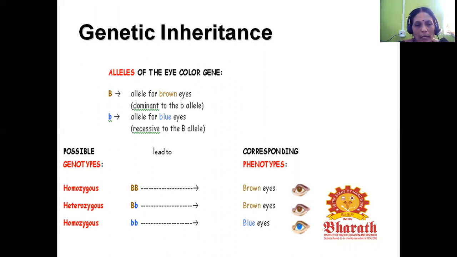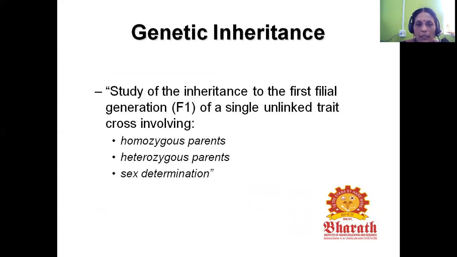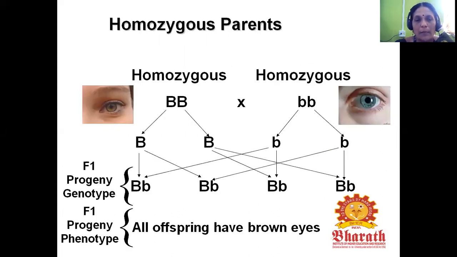If the genotype is heterozygous, for example capital B small b, it leads to the corresponding phenotype of brown eyes. If the genotype is homozygous, nothing but small b, it leads to the corresponding phenotype of blue eyes. So genetics is the study of inheritance: the first filial generation, nothing but the F1 generation, of a single unlinked trait in a cross involving a homozygous parent and a heterozygous parent, then sex determination.